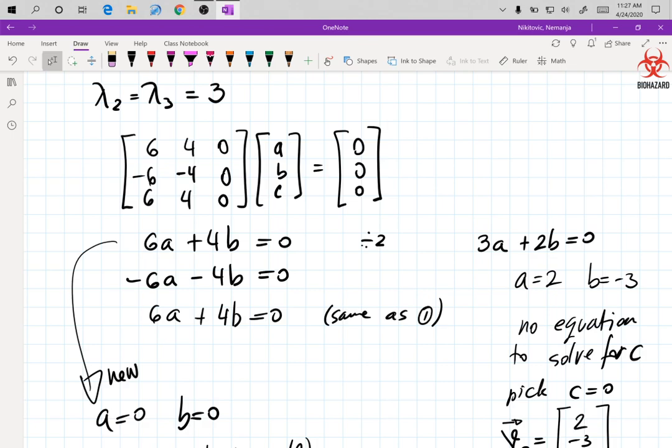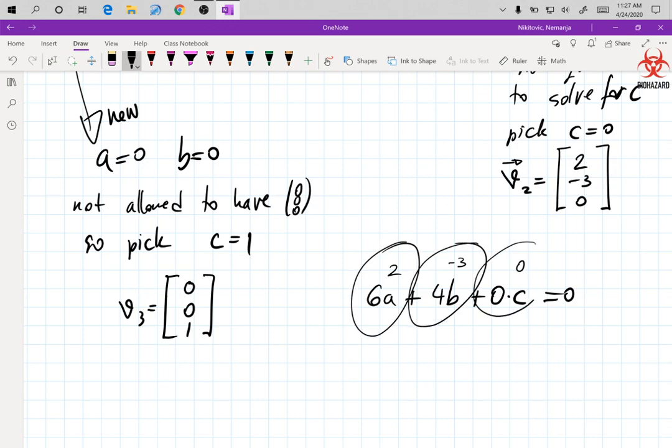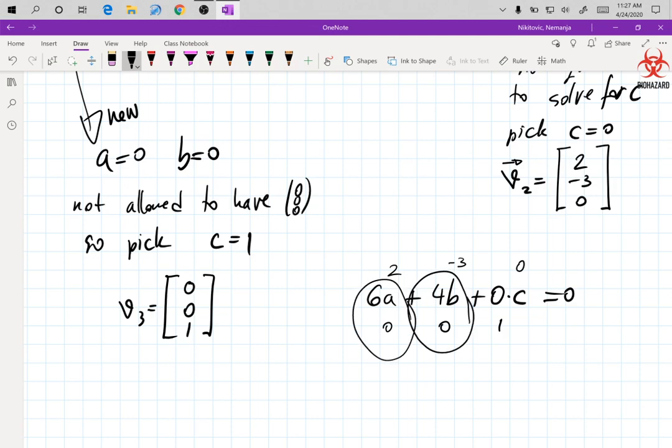So technically our equation is 6A plus 4B plus 0 times C equals 0. So plug any of these vectors in, right? If you plug in 2, negative 3, 0, you get 12 minus 12 plus 0, which is 0. So that vector is good. Plug in 0, 0, 1. That's 0 plus 0 plus 0 equals 0, right? So you are not allowed to have a 0, 0, 0 vector, but you can have any other vector, right?